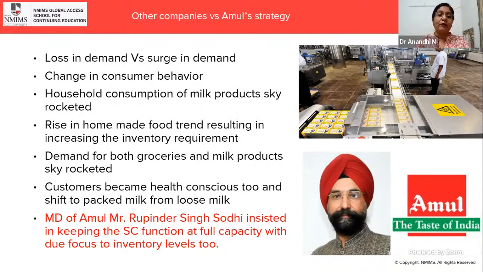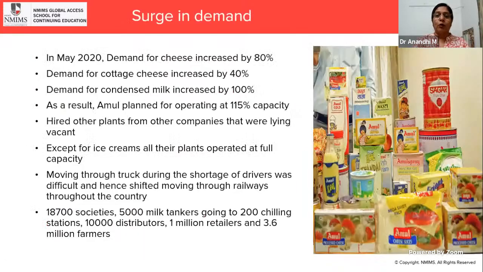And that was correctly forecasted by Mr. Rupinder Sodhi, the then MD of Amul. He anticipated that there is going to be an increase in demand, and also that this pandemic is going to be there for a while, and he increased the capacity of all his facilities, production units, right? So his supply chain function was at full capacity, with due focus on inventory levels also. They never allowed it to reach the dead stock level. They were replenishing the inventory periodically.